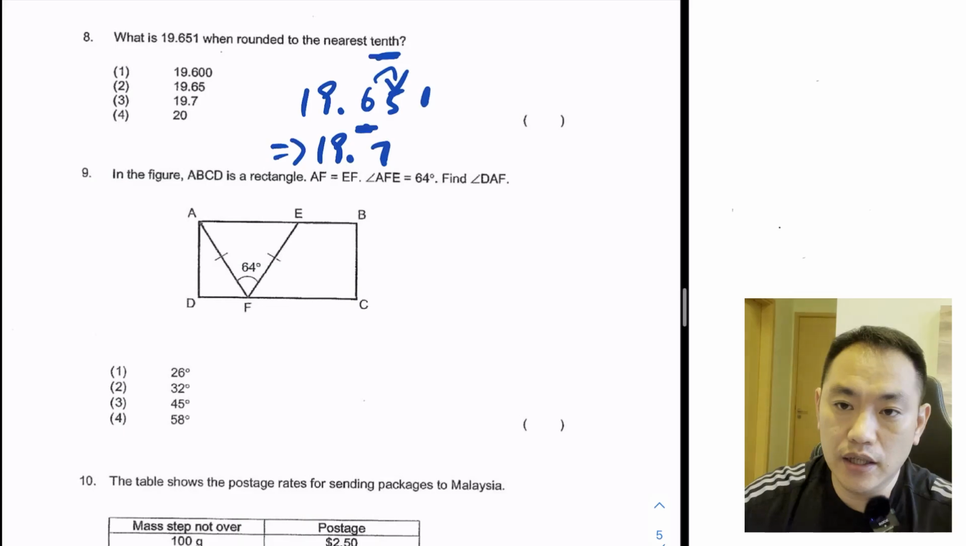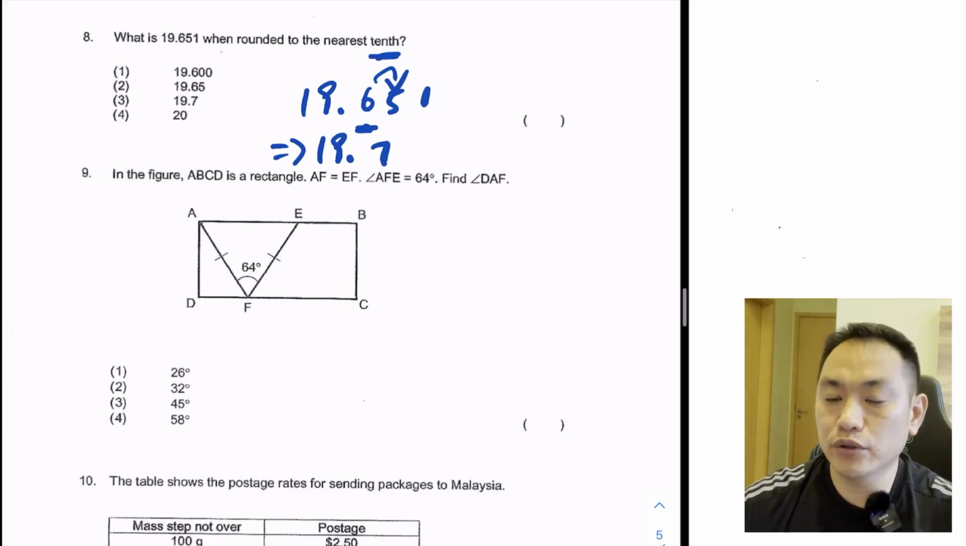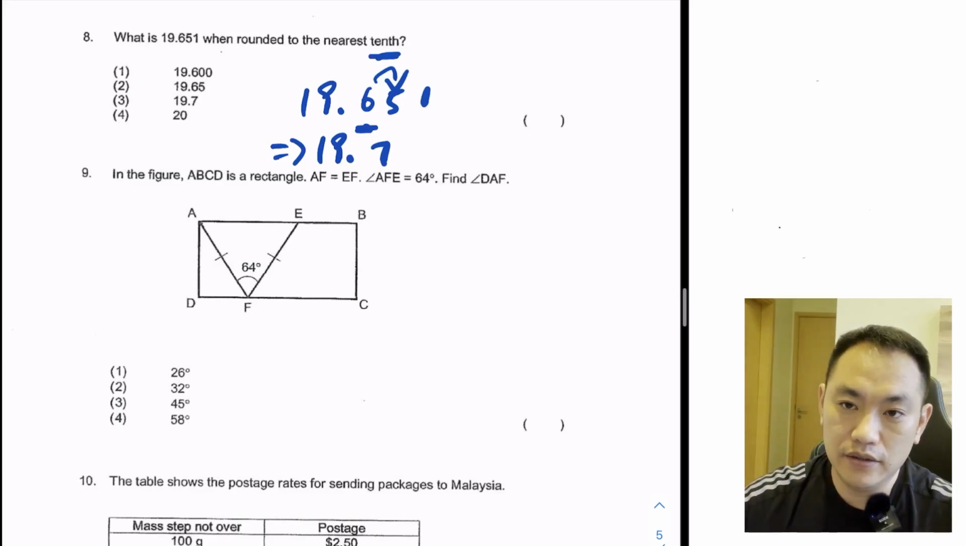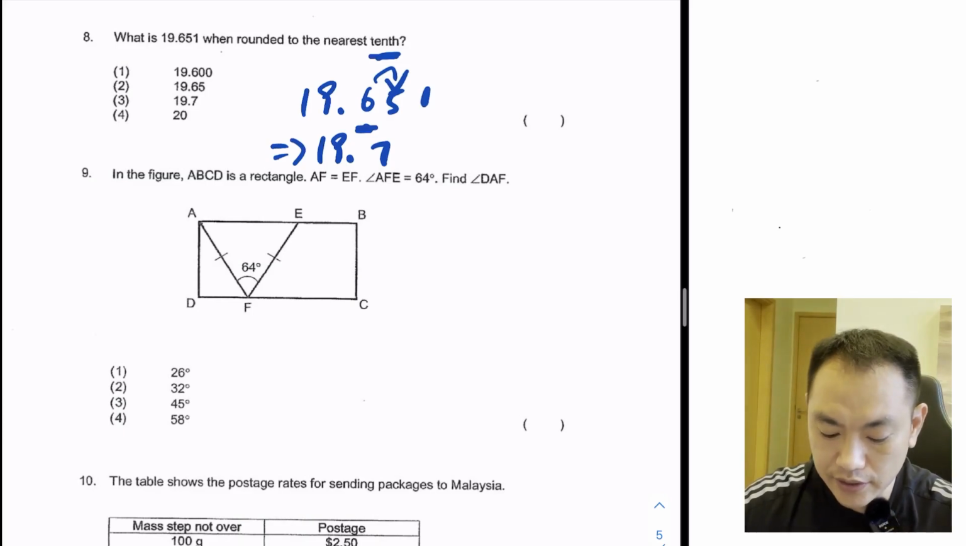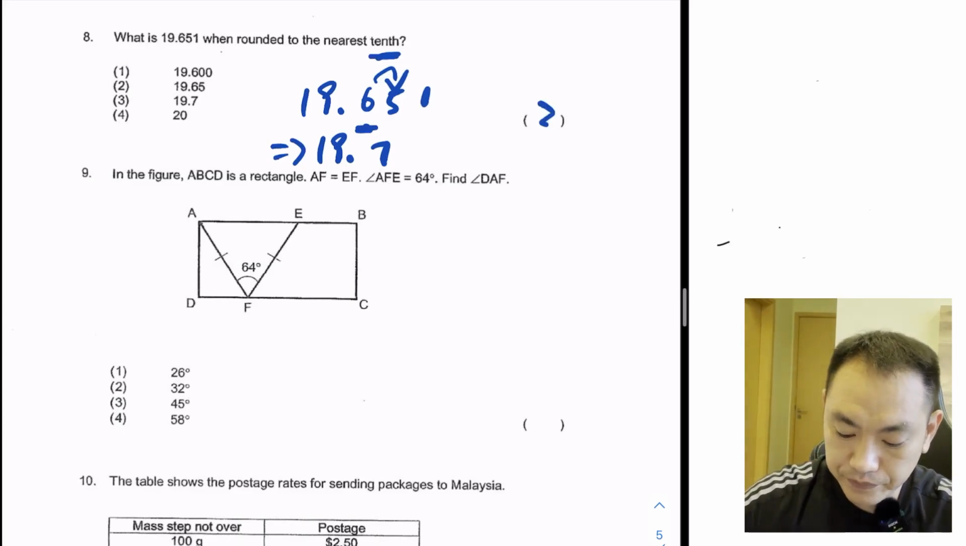The common error people will make is, when we want to round off to the nearest tenth, they look at the tenth decimal, which is 6, and then round it up to make the number become 20. That's an error actually. So always underline the decimal which you want to round off to, then look at the decimal on the right hand side, and then you can decide if it's round up or round down, whether the number is 5 or bigger, or 4 or smaller. In this case the answer is 3.